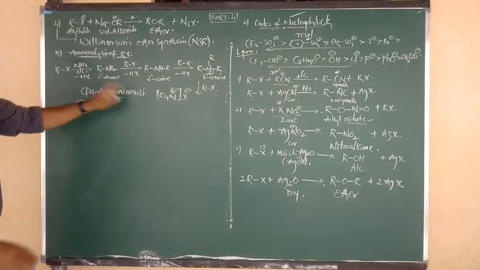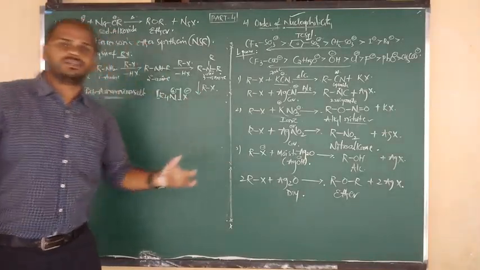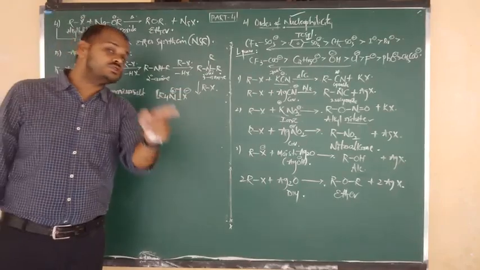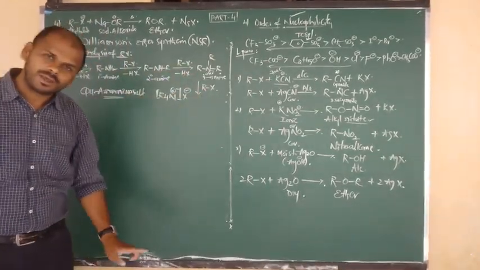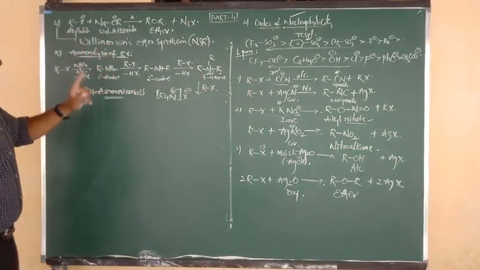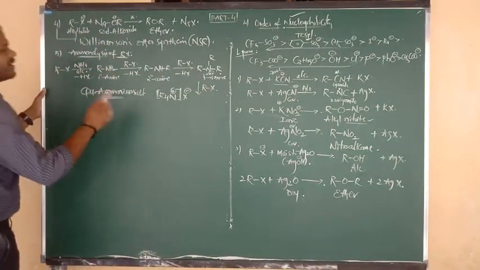For the formation of quaternary ammonium salt, how many moles of alkyl halides do you require? 1, 2, 3, 4. Okay? But ammonia is only 1 mole of ammonia. Okay? Good, very good.